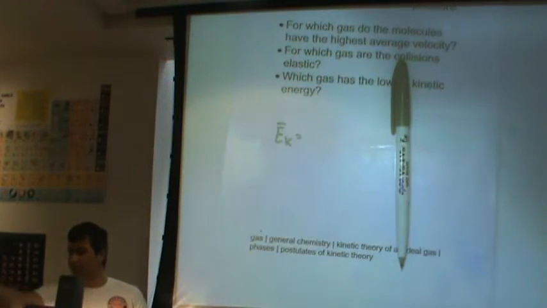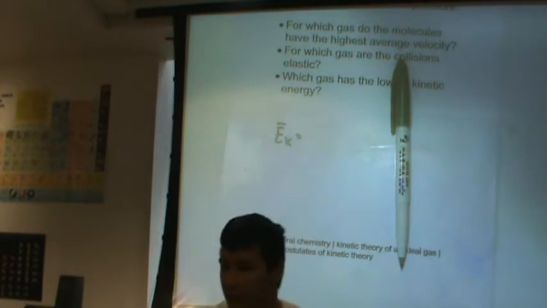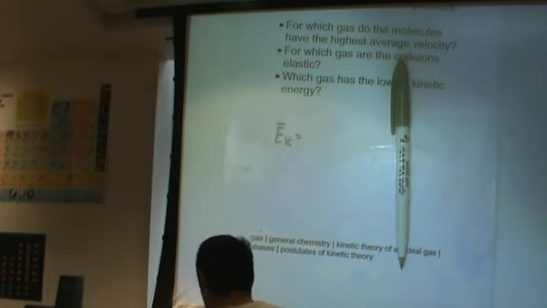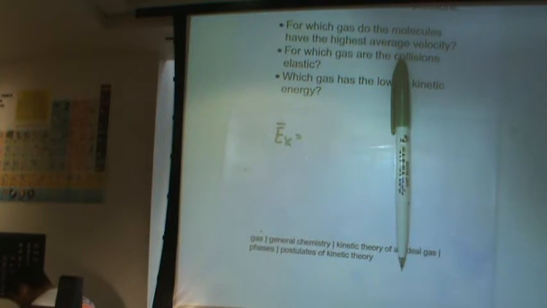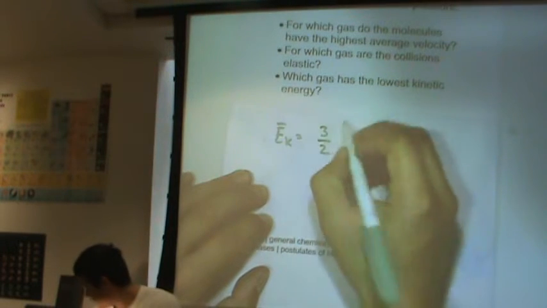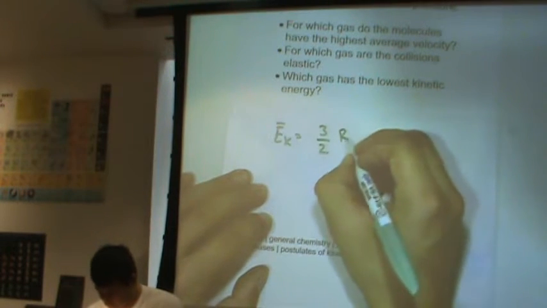Dan, do you have the equation really quick? What do you mean? The equation for kinetic energy. Let's find it really quick. I always forget if it's 3/2 or 2/3. I found it. I did have it right. 3/2 RT.